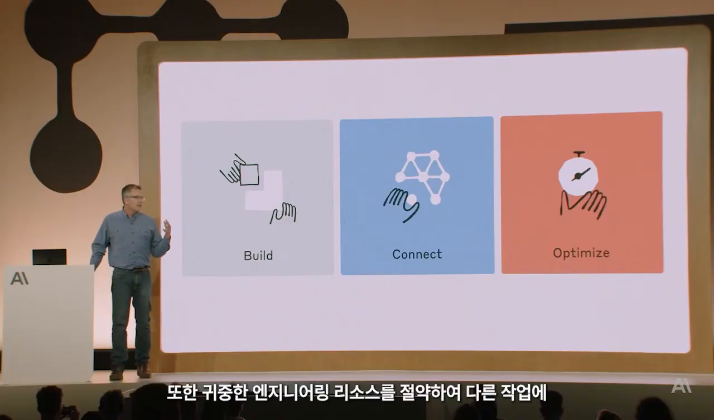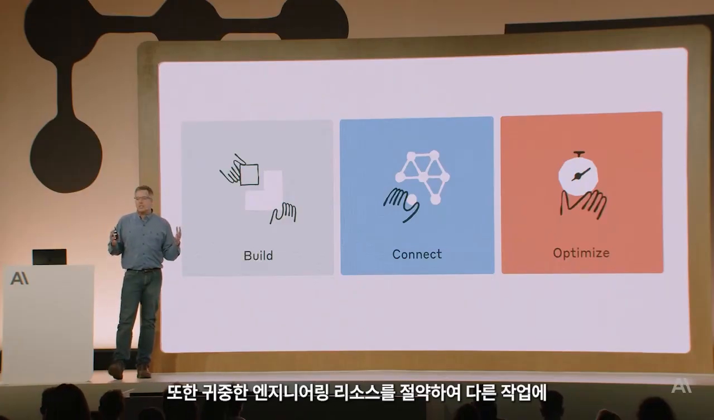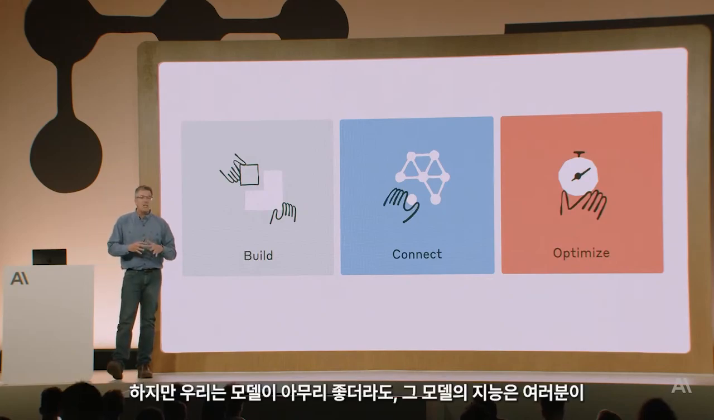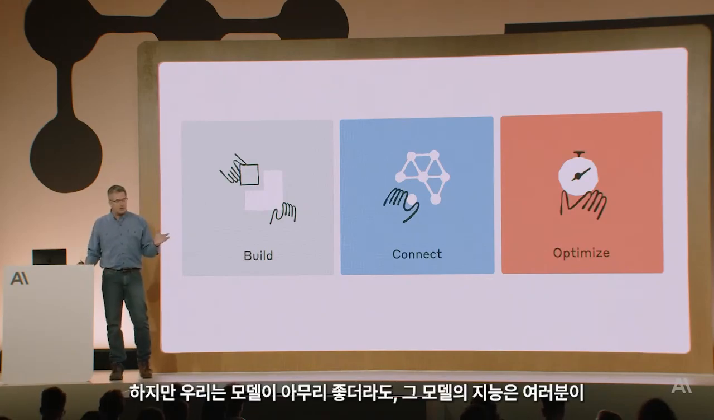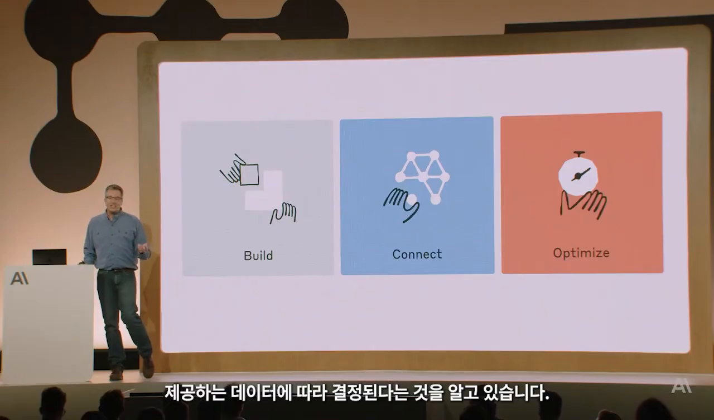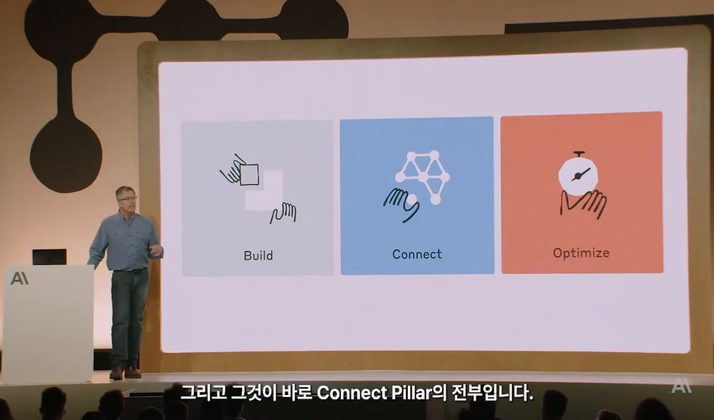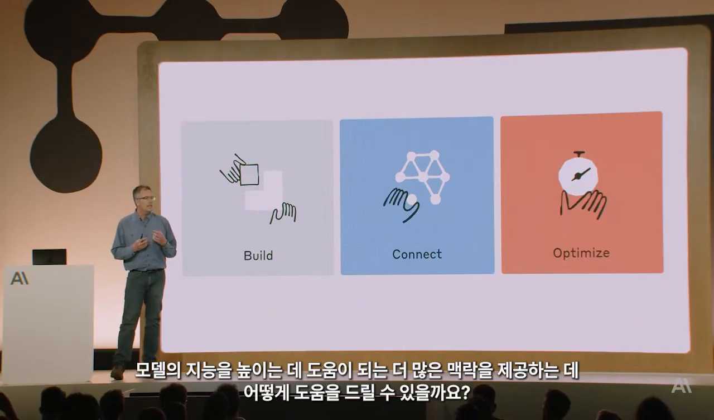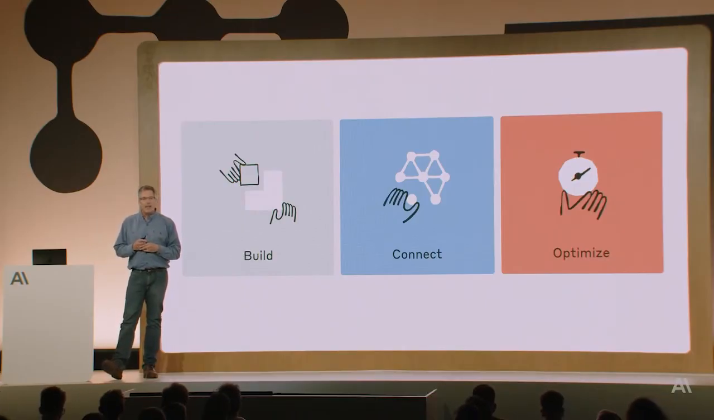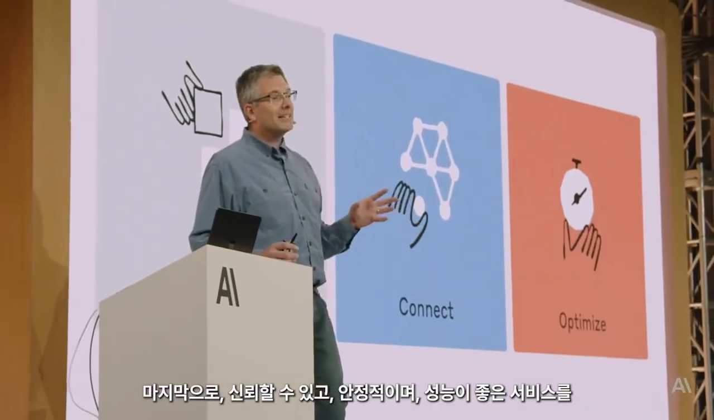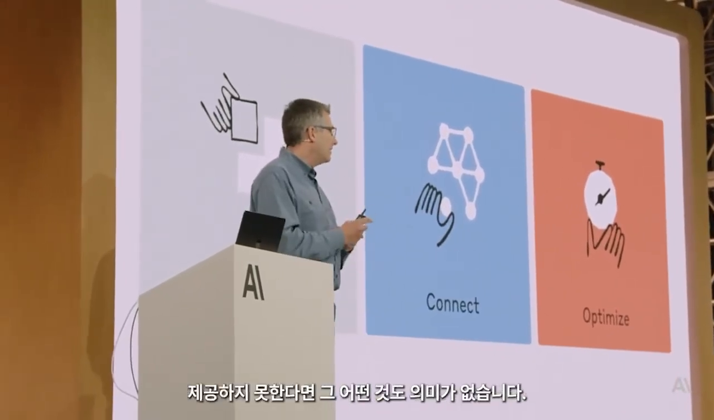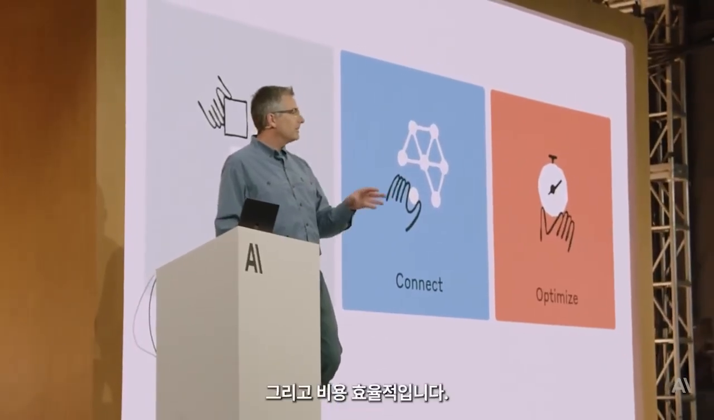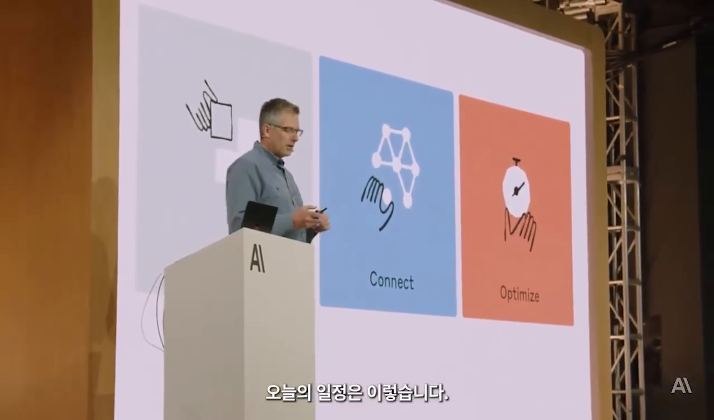There's also a set of components that you can reuse that saves your precious engineering resources to work on different things. But we know, regardless of how good our models are, they're only as intelligent as the data that you bring to them. And that's what the Connect pillar is all about. How can we help you bring more context in that helps the intelligence of the model? And finally, none of that matters if you can't deliver a service that's reliable, that's stable, that's performant, and cost-effective, and that's what Optimize is. So this is sort of our agenda for today.